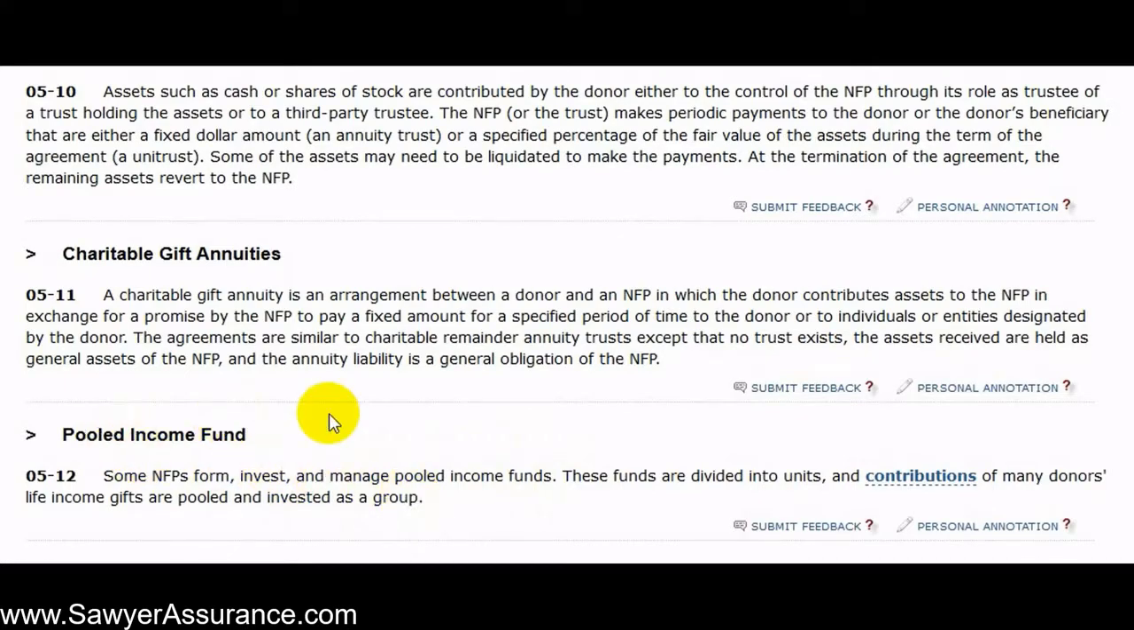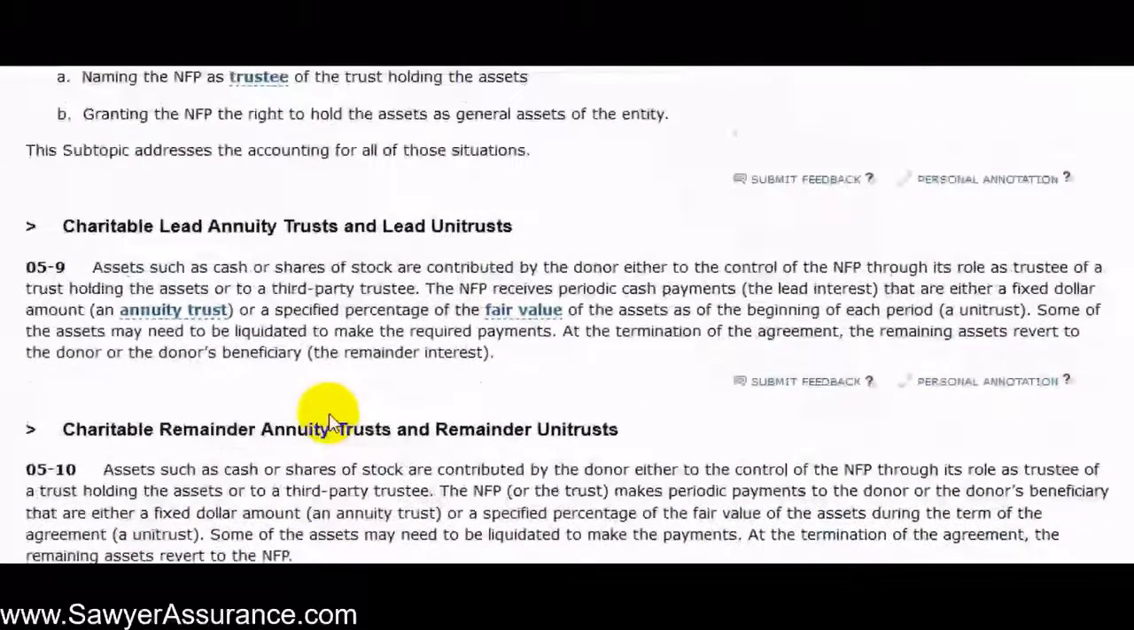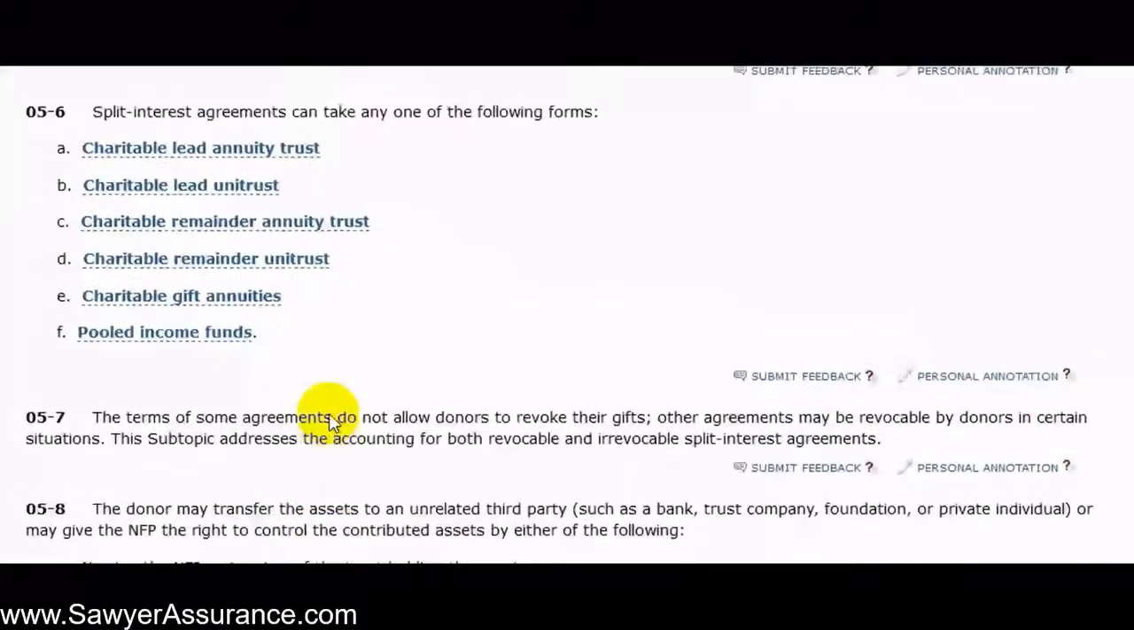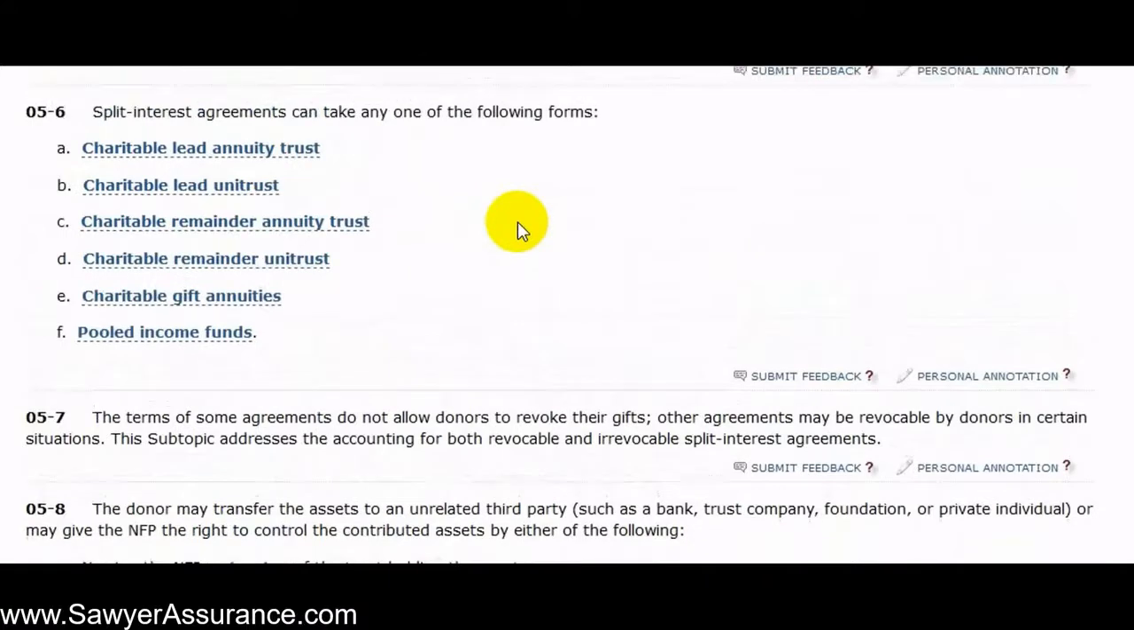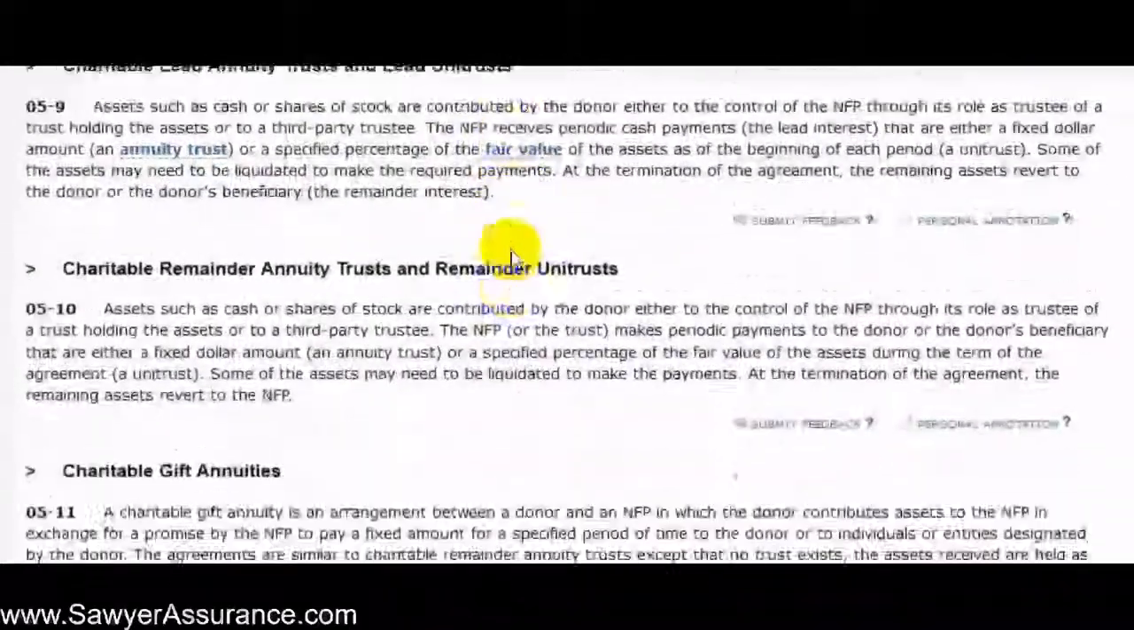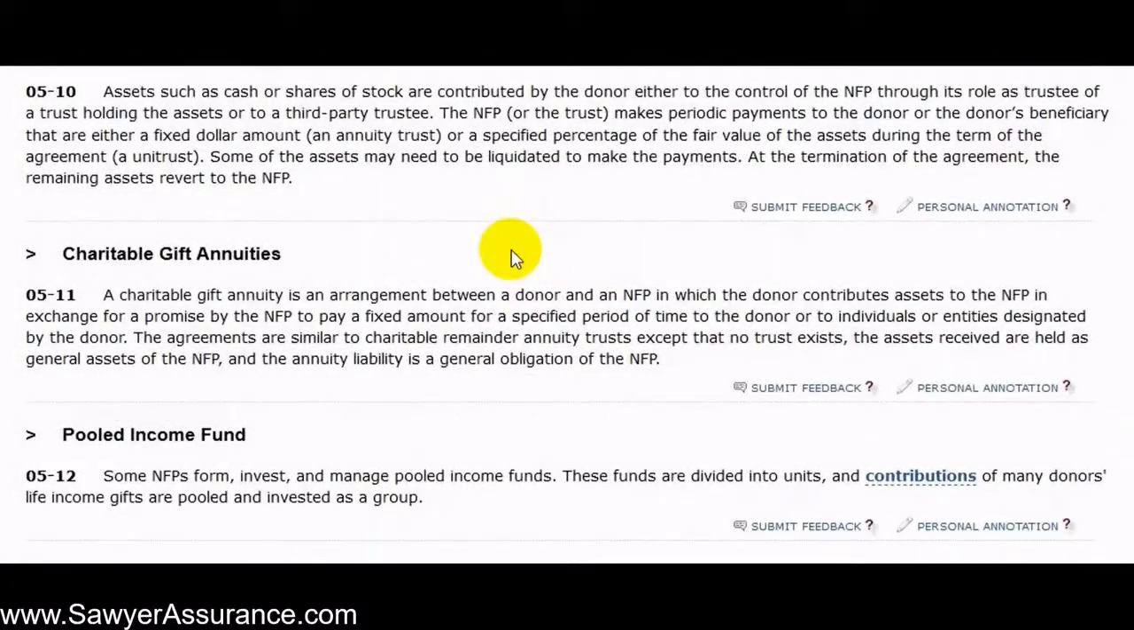So now that we understand the different types of vehicles through which not-for-profits set up split interest agreements, we can, in the next several videos, understand how we record each of these different types of situations, how we disclose them, and how we measure the amounts and balances in the financial statements.